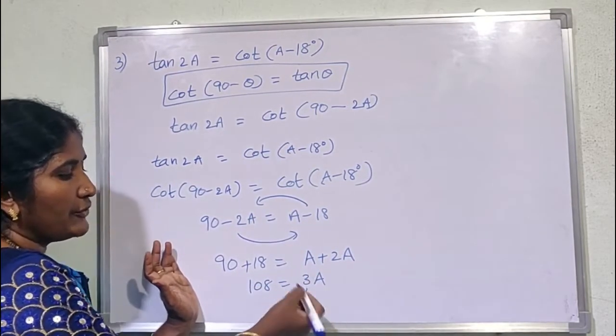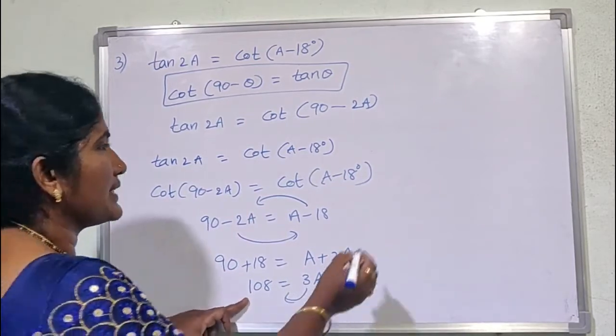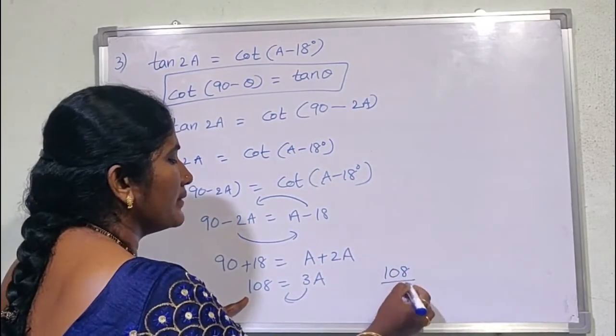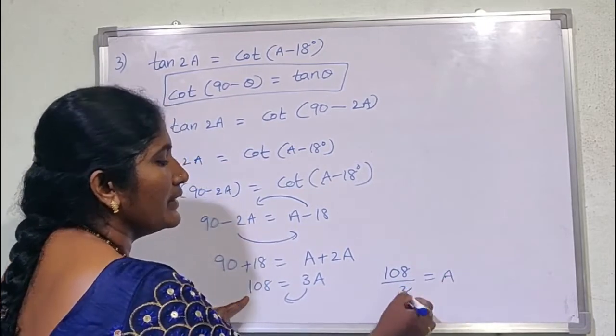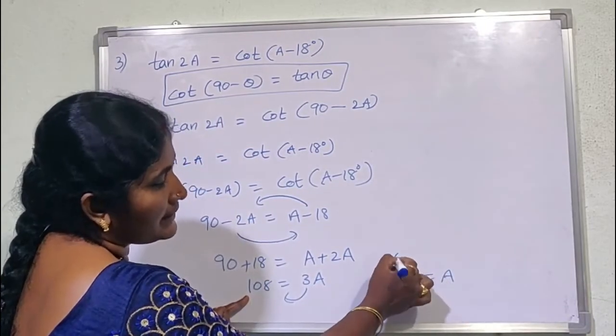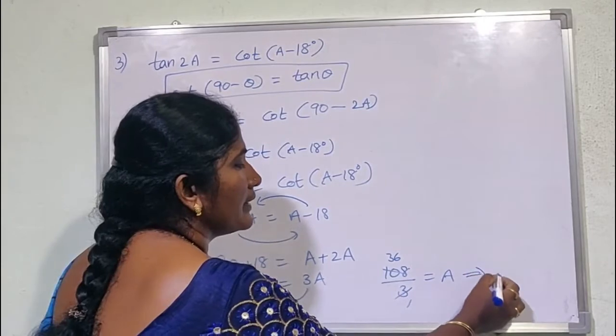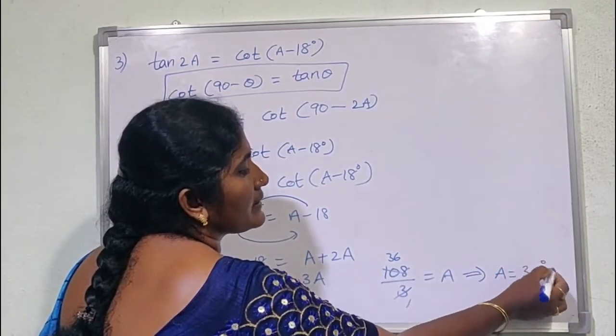Now we want A. Multiple 3 transposes to LHS. Then 108 divided by 3 is equal to A. 3 ones are 3, 3 threes are 9, 3 sixes are 18. That implies A is equal to 36 degrees.